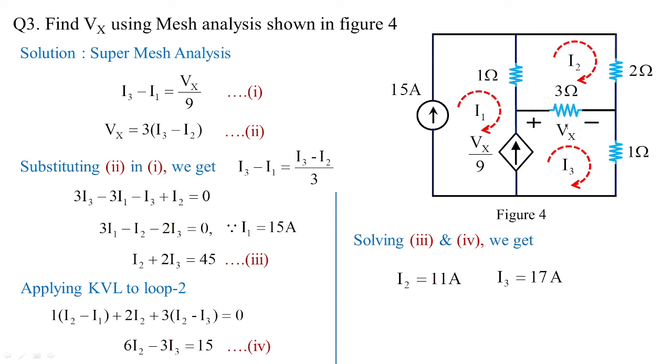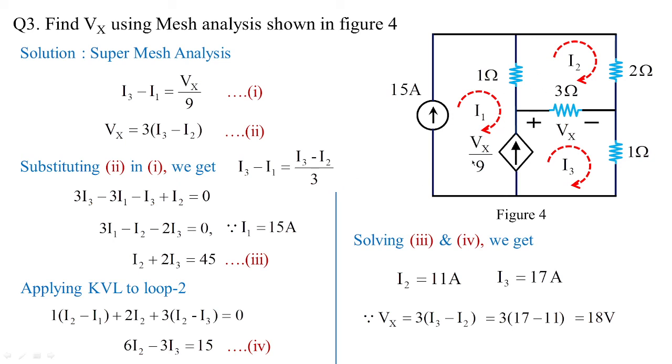What is the requirement? Vx is the requirement. So Vx is equal to 3 times I3 minus I2. So 3 multiplied with 17 minus 11, which is nothing but 3 multiplied with 6, which becomes 18. So 18 volts is the answer. So we have done with mesh analysis.